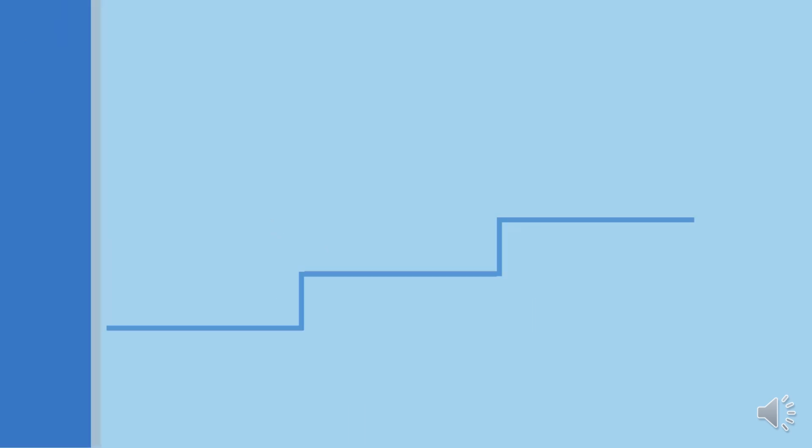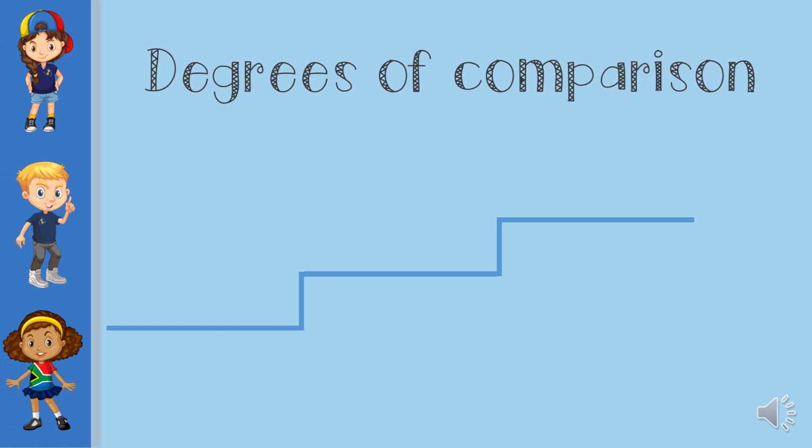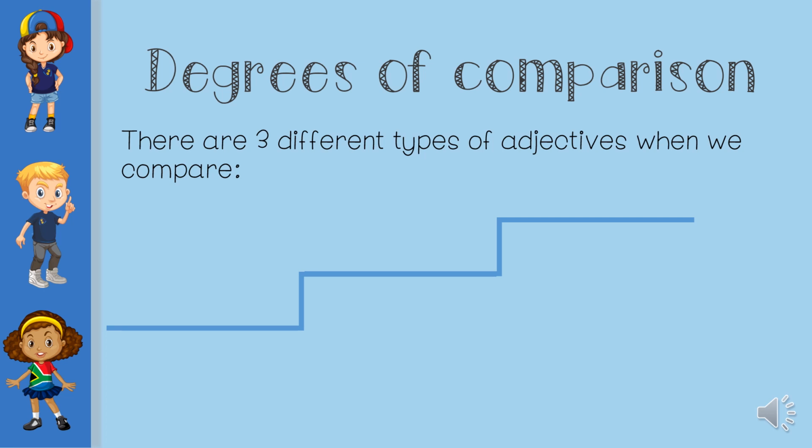Now, if we look at adjectives, we can talk about degrees of comparison. In Afrikaans, we call this trappe van vergelyking. There are 3 different types of adjectives when we compare. The first one we have is the positive adjective. Here we do not compare anything.